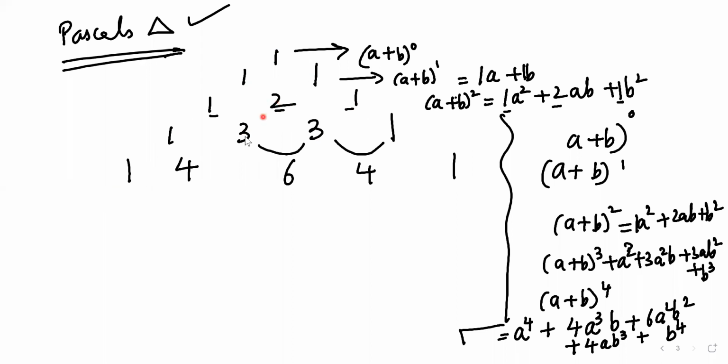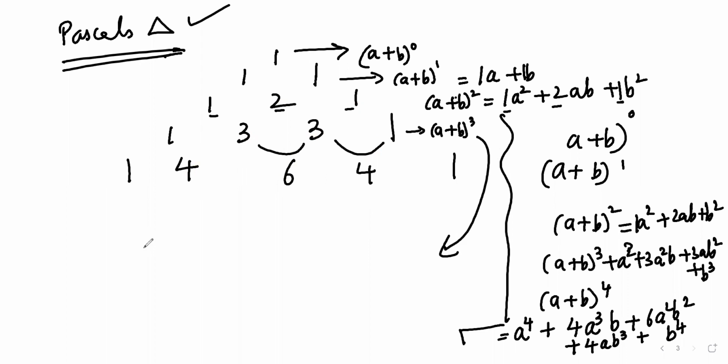1 plus 2 is 3. Here, 1 plus 3 is 4. 3 plus 3 is 6. So this corresponds to (a plus b) the whole cube.